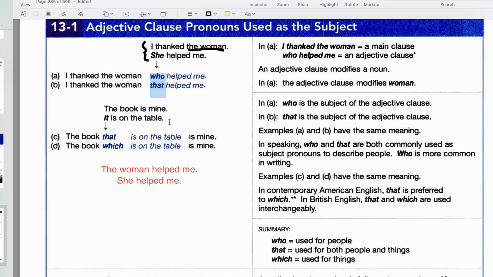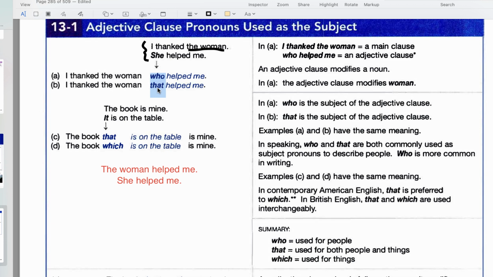Okay, so if we're going to take I thank the woman, she helped me, or the woman helped me, we replace the woman or she, however that second sentence is written, and put who or that to show the listener or the reader that you're going to take another full sentence and embed it into a main clause. And these relative pronouns are the clue that tell us this is a full sentence that we are going to put in another clause.